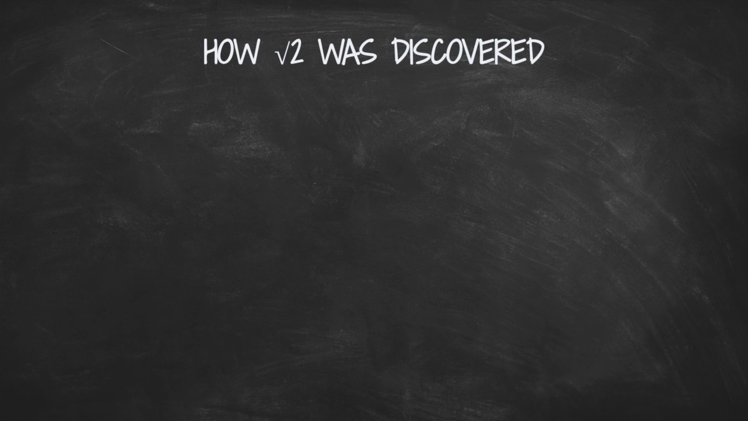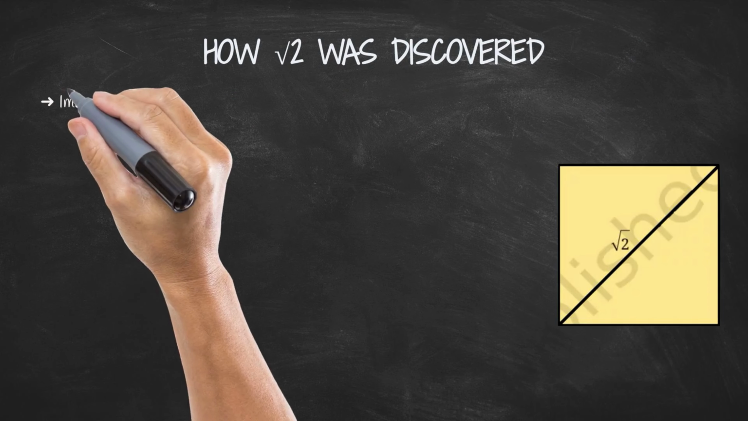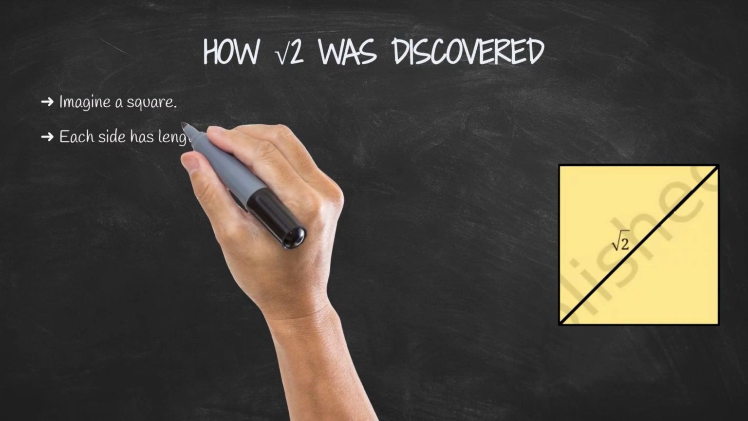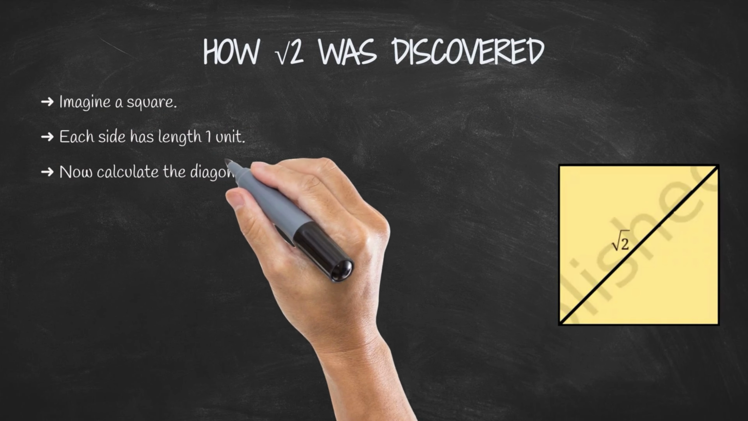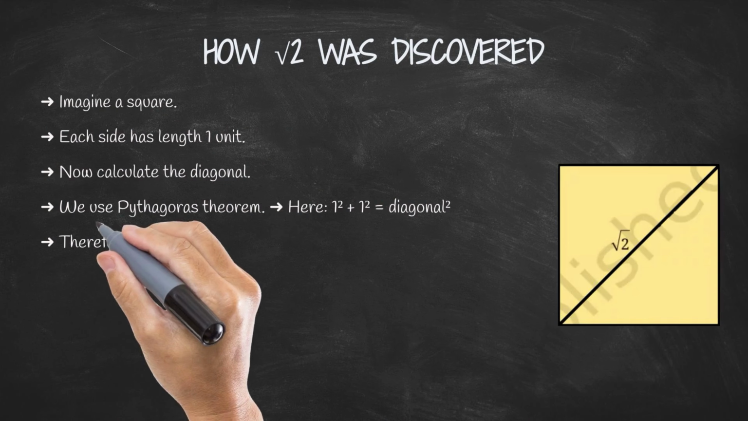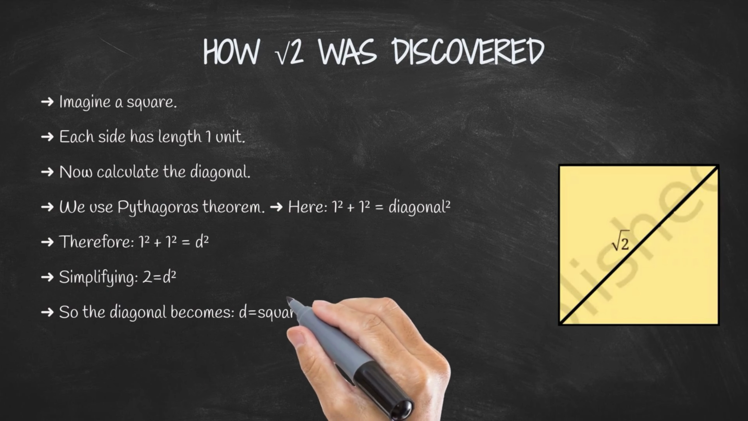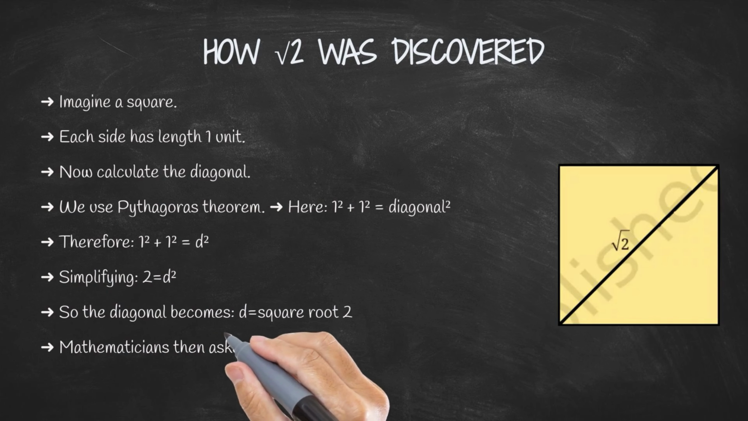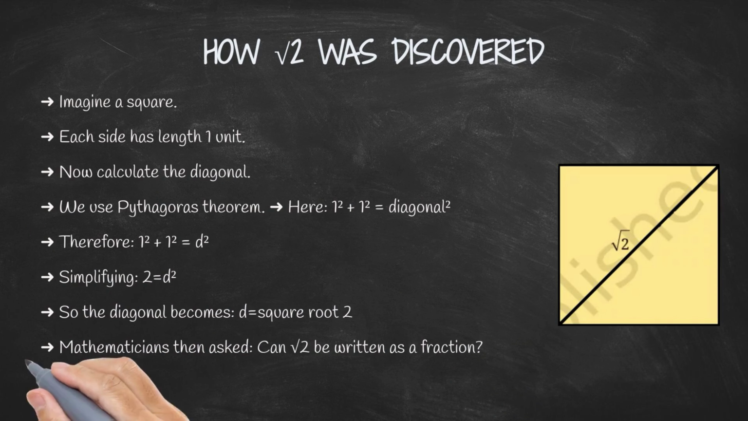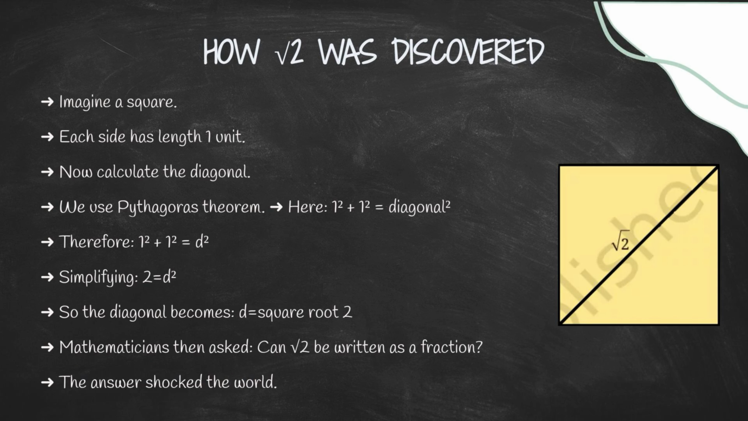Imagine a square. Each side has length 1 unit. Now calculate the diagonal. We use Pythagoras Theorem here. 1 square plus 1 square equals diagonal square. Therefore, 1 square plus 1 square equals d square. Simplifying, 2 equals d square. So the diagonal becomes d equals square root 2. Mathematicians then asked, can square root 2 be written as a fraction? The answer shocked the world.